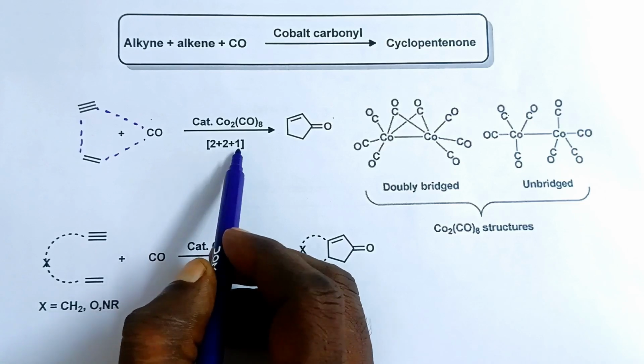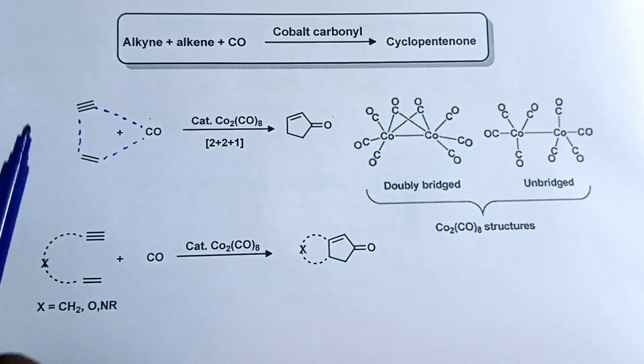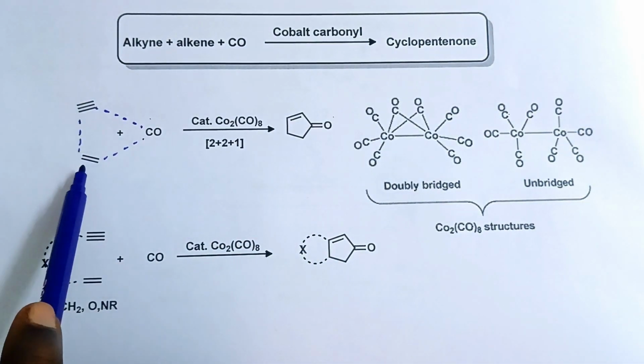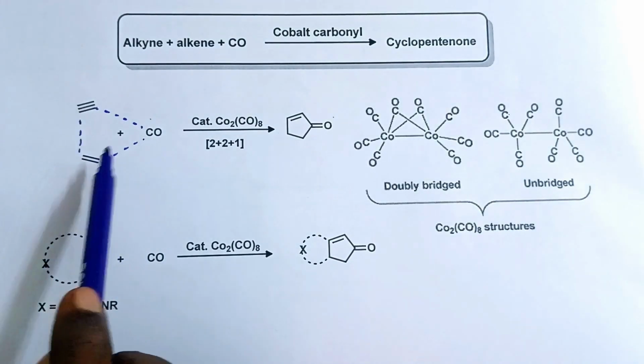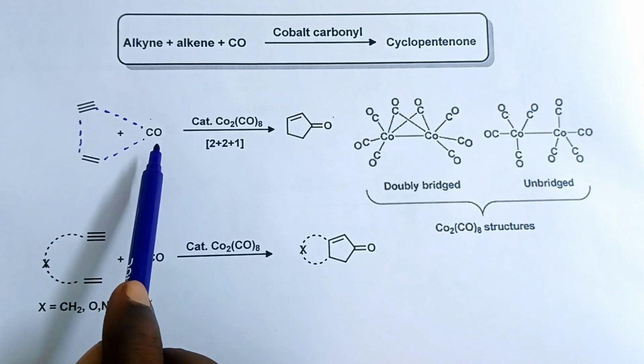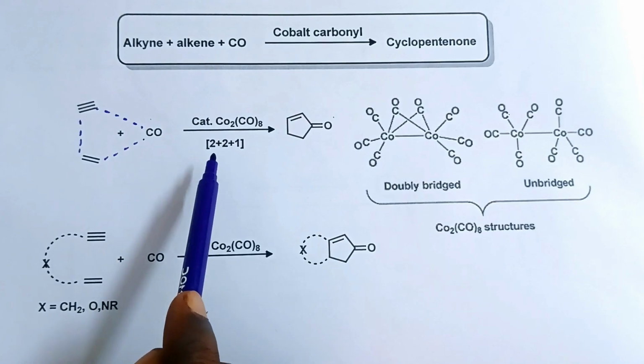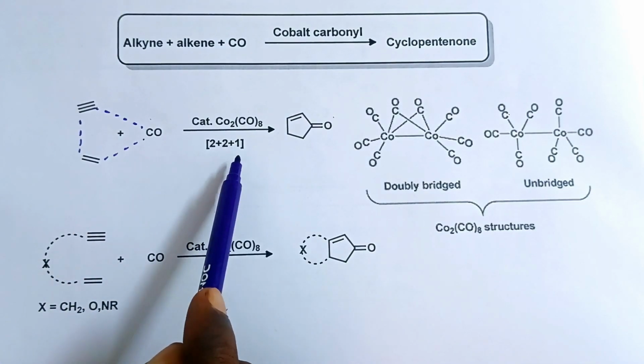This is a 2 plus 2 plus 1 cycloaddition because there are two carbons in alkyne, two carbons in alkene, and one carbon monoxide. So 2 plus 2 plus 1 cycloaddition. Pauson-Khand reaction is an example of 2 plus 2 plus 1 cycloaddition.